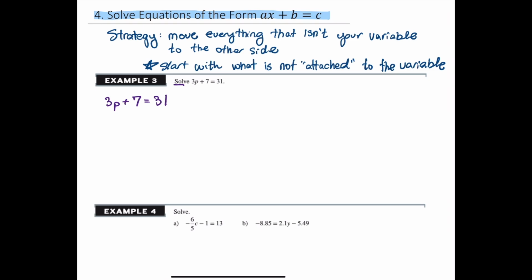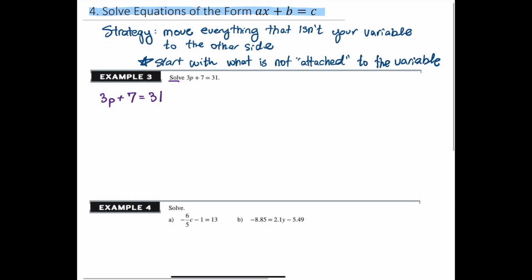So I'm going to first focus on this plus 7. It's being added, so I want to subtract 7 from both sides. That will cancel on the left side. I get 3p equals 31 minus 7, which is 24. So first step, I've cleared out the 7.